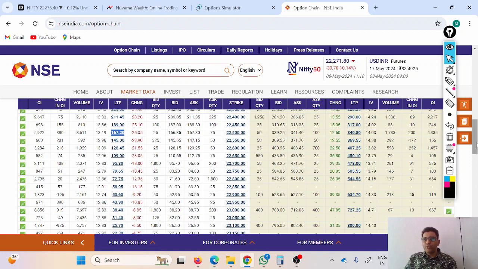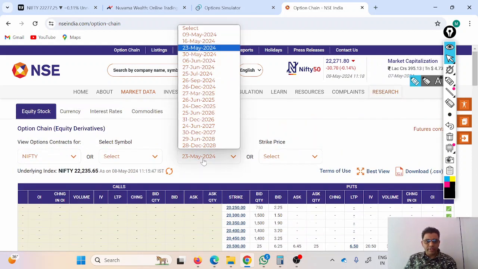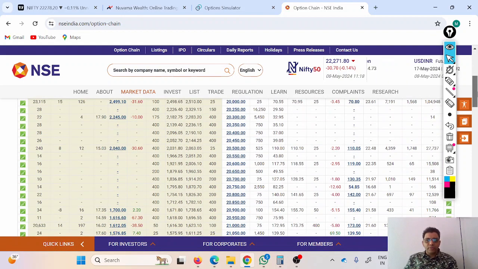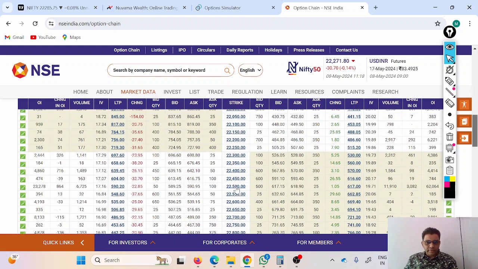Again, let's look at the June premium. That is 27th of June. For the same strike price of 22,500, this is trading at 590 rupees. So as we go further and further, the option premiums are increasing because the probability of the event occurring is increasing. This is the first part. And if you go for further expiries like July, December, then the 22,500 call will be even more expensive.